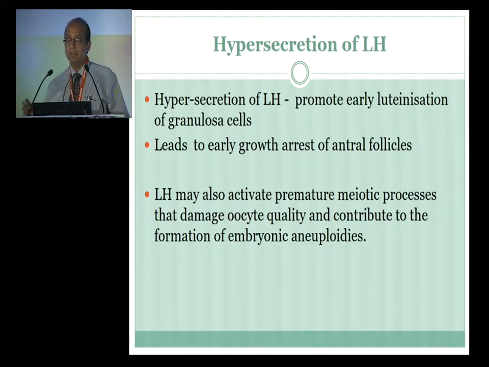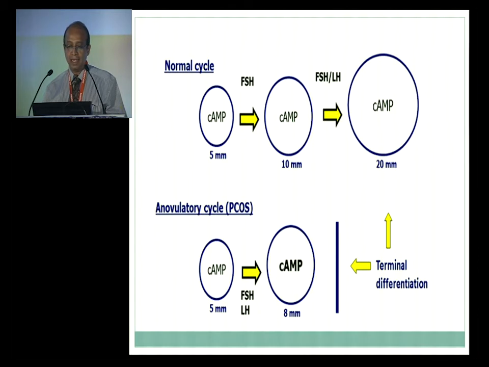One of the important factors I told you was hypersecretion of LH. Now what does this do? You require a small amount of androgens for proper follicular development. But when it is in excess, it produces early luteinization of granulosa cells. Once this happens, it leads to arrest of the antral follicles. Furthermore, it can activate the premature meiotic process that damages oocyte quality and leads to the formation of embryonic aneuploidies.